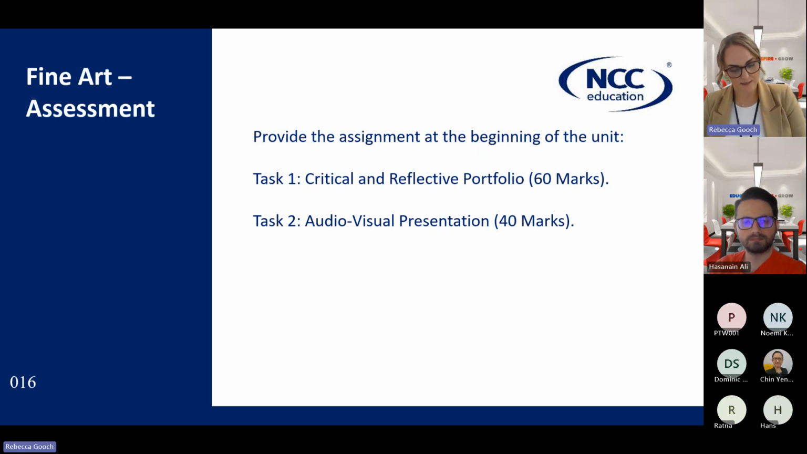The second task is an audio-visual presentation that they will do to yourselves, and you will mark it accordingly. So it's really important to advise learners here to create a well-organised, structured and visually engaging presentation. We know it can be quite daunting for students at level 3 to present, but again, honing those skills and reinforcing what they have to do at the beginning of the unit is vitally important.